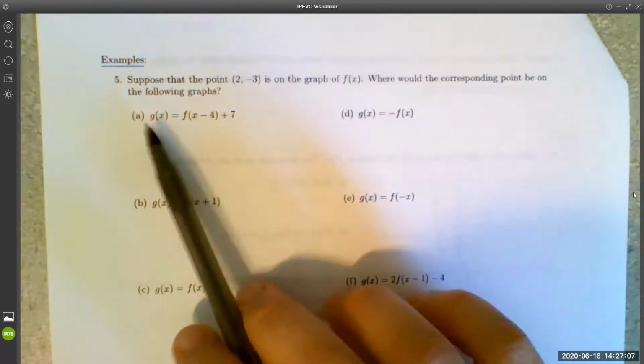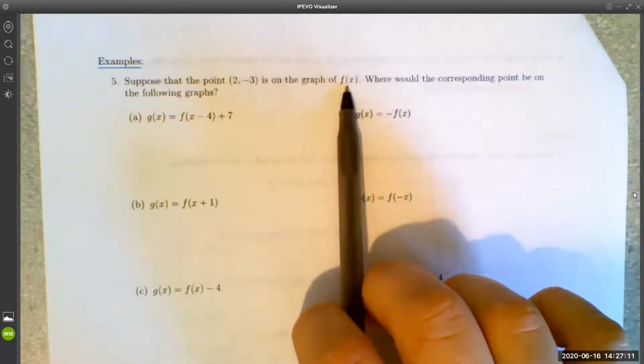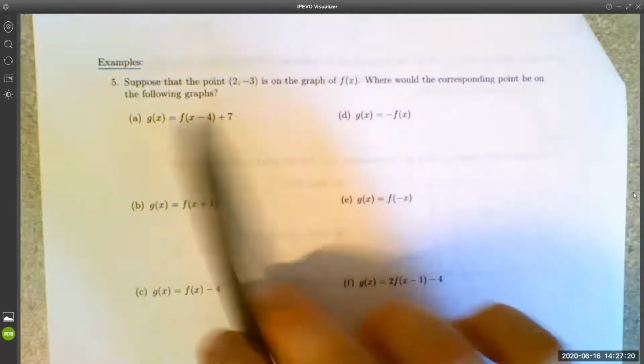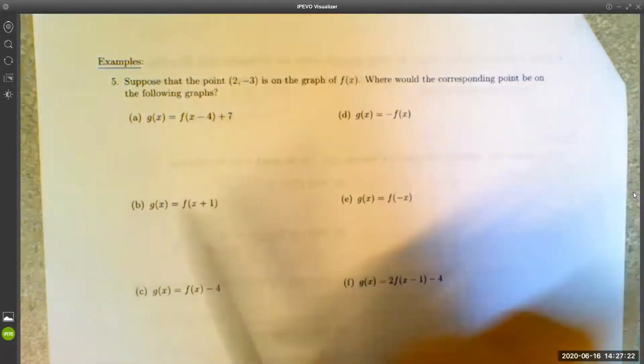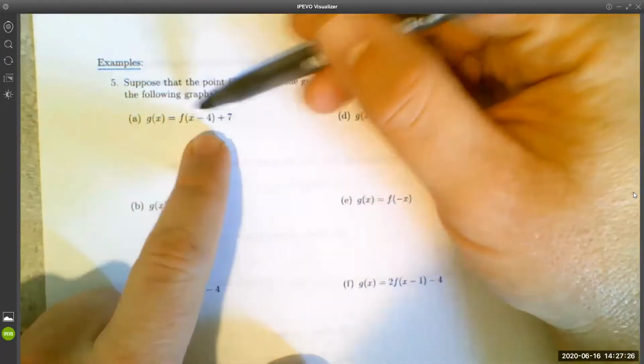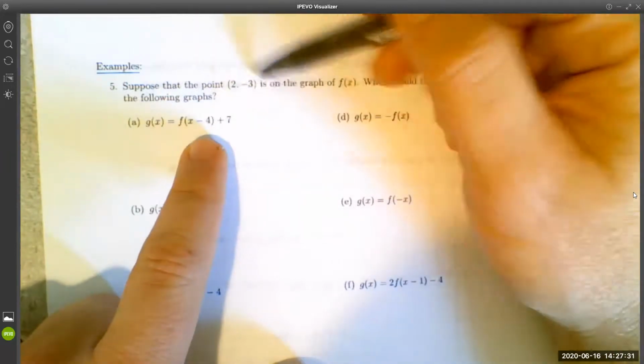So by the way, we have no idea what the function f is. We don't know if it's like x squared plus 5x minus 4 or something like that. I mean, we have no idea, right? Doesn't matter. We should be able to still figure out where this point is going to land, right? So if we have this new function, which is really a transformation of f, then we should be able to predict where this point ends up, right?